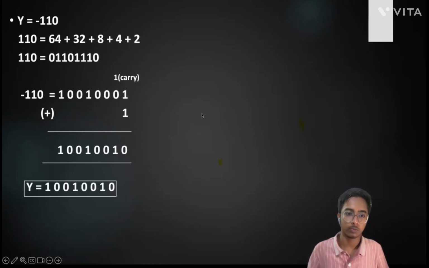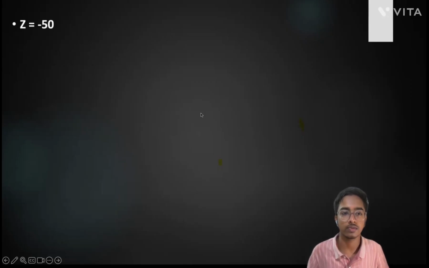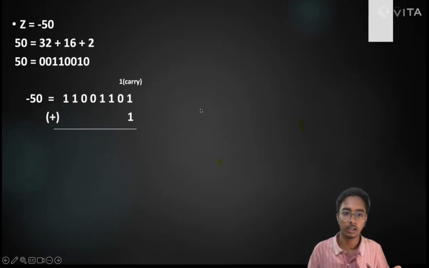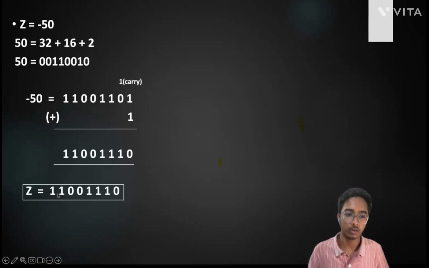Yeah. So we have managed to find out the value of y. So let's, in the same procedure, find out the value of z as well. Z minus 50: taking the modulus, representing it in the binary format, inverting the bits, adding 1, performing the addition carefully, we get the z value to be 11001110. So yeah, now we need to add them, right?